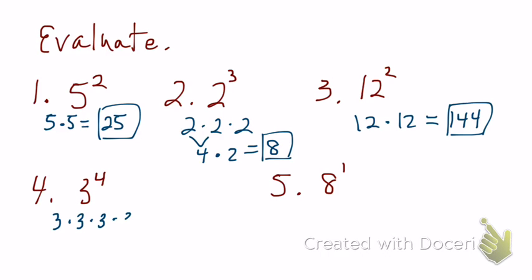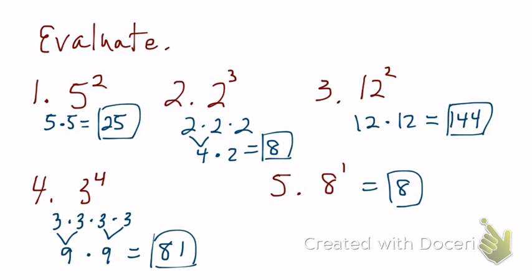If you have 3 to the 4th, we're going to multiply 4 3's, and since you can multiply in any order you want, I would pair these up. I could pair the first 2 3's and the second 2 3's. I get 9 times 9, and so we get 81. And then finally on this last one, anything to the first power means multiply it times itself once. So it's just going to equal itself.